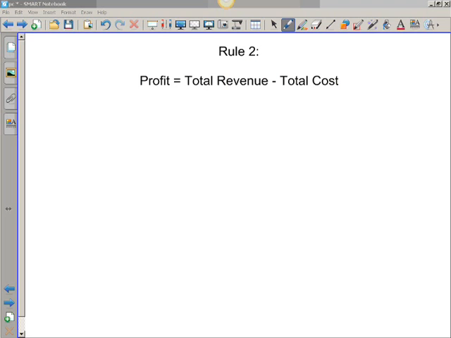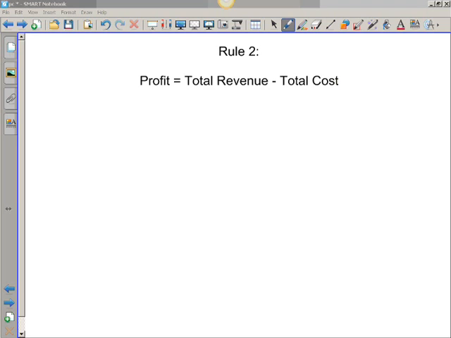Once the firm has determined which quantity will maximize profits, it then calculates how much profit it's going to make by producing that quantity. The formula for profit is equal to total revenue minus total cost. The problem that we run into is that our graph doesn't have total revenue and total cost on it. It has all average revenues and costs and so on.